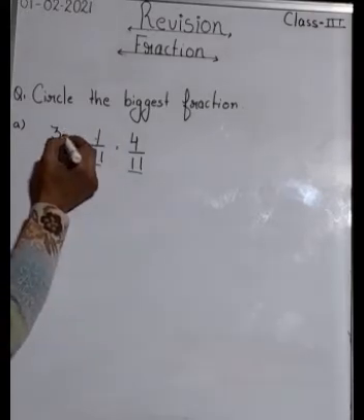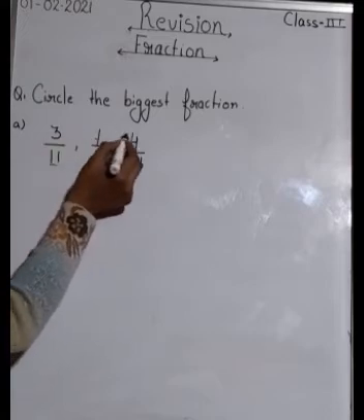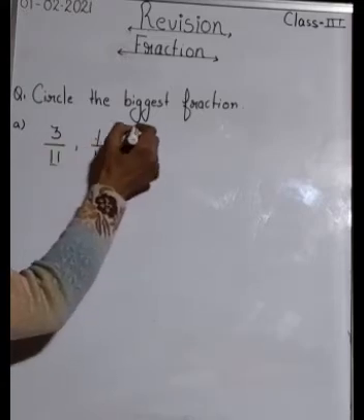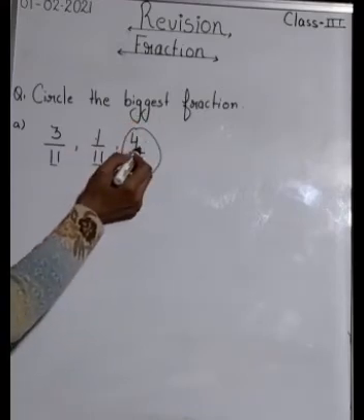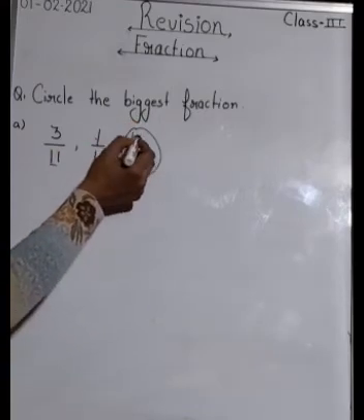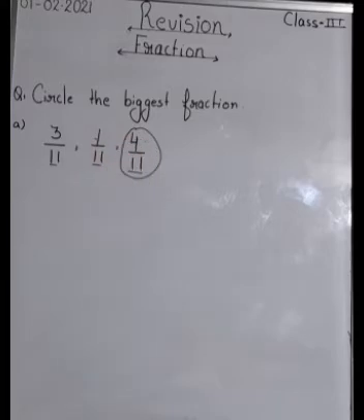Now see which one is the biggest among them: 3, 1 or 4? 4 is bigger, so you will circle 4 upon 11. Why? Because 4 is bigger among them. So this 4 upon 11 is the biggest among them. Okay.